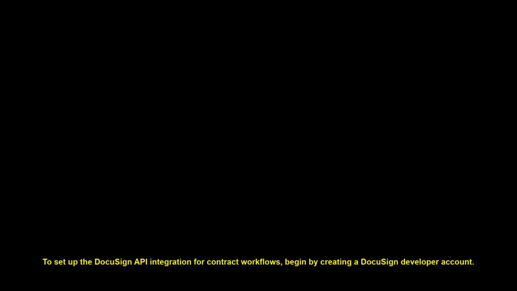To set up the DocuSign API integration for contract workflows, begin by creating a DocuSign developer account. Visit the DocuSign Developer Center at developers.docusign.com. Sign up for a free developer account if you don't already have one. Once you have your account, log in and navigate to the Apps and Keys section.